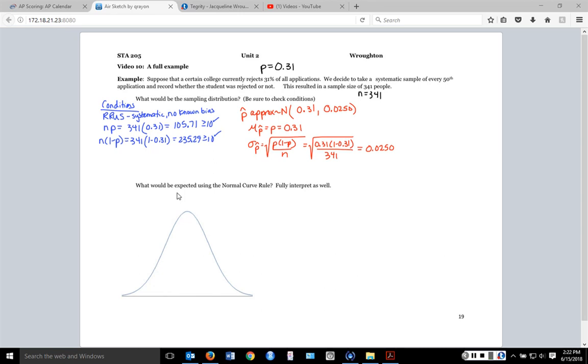So we need our mean, which will go in the middle there of our 0.31. And then we're going to go up to 3 standard deviations out. Here our standard deviation is the 0.025 that we calculated above.